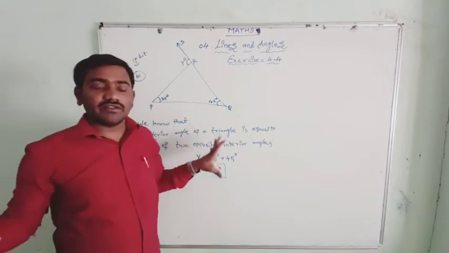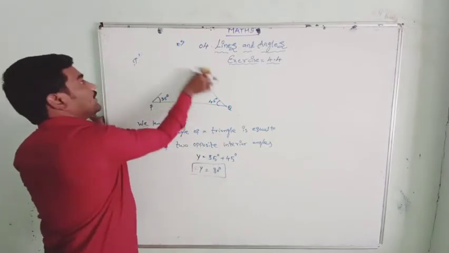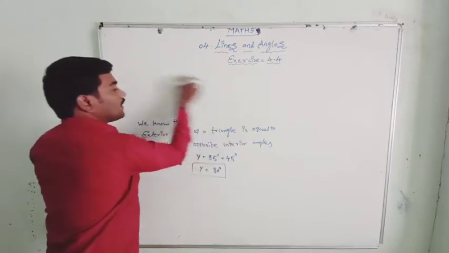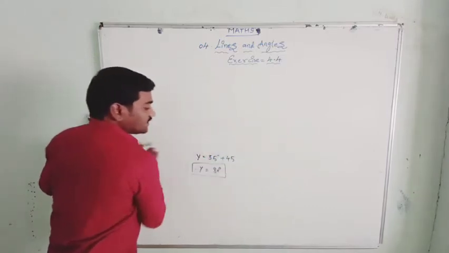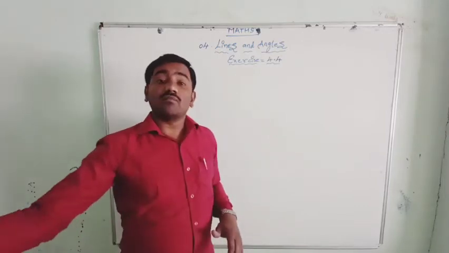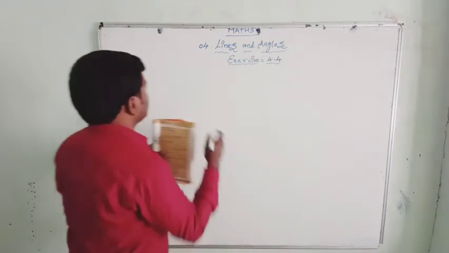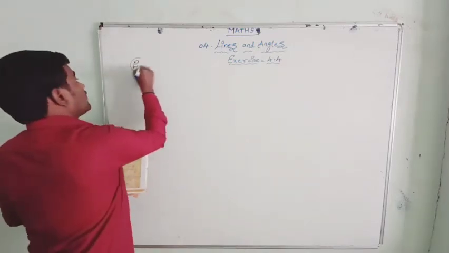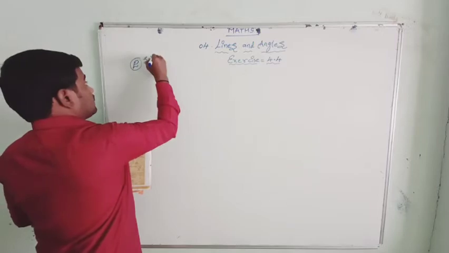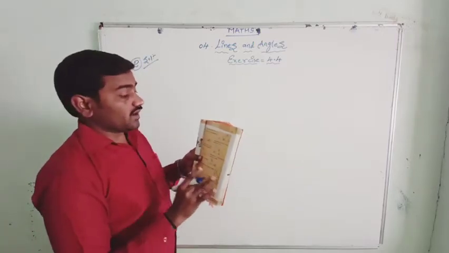Now with this we have completed the first bit. These are the only three problems, and they are based on only one concept: the exterior angle of a triangle is equal to the sum of the opposite interior angles. This is a very important property in triangles. Remember. Now we go for the second question. What have they given?